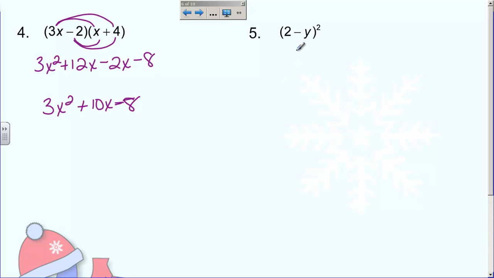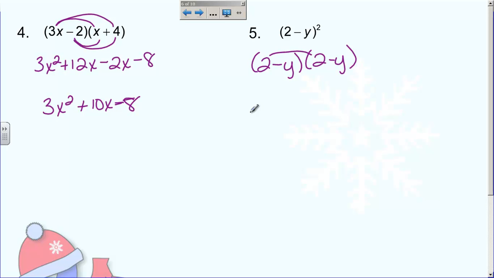Now this next one is a little bit different because it is not written like the first three were. It is not something times something. What I have is 2 minus y, all of that squared. What it means when we square a number is that we multiply something times itself. So that means I am taking this 2 minus y and multiplying it times itself. So really it means I have 2 minus y times 2 minus y. So when I see this kind of problem, I'm going to rewrite it like this so I know I have to solve it like I did on the last one.